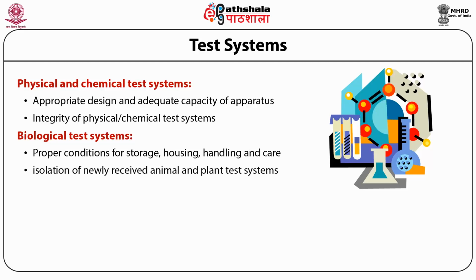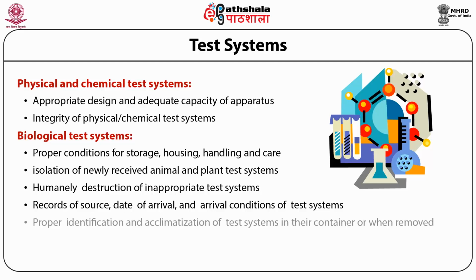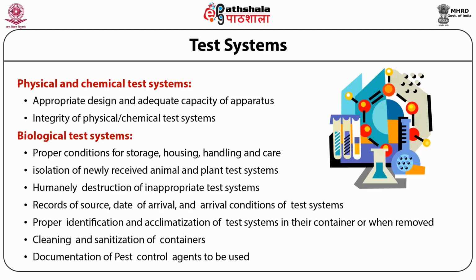They also include isolation of newly received animals and plant test systems, humane destruction of inappropriate test systems, records of source, date of arrival and arrival conditions of the test systems. Biological test system also involves proper identification and acclimatization of test systems, whether it is plant or animals, in their container or whenever they are removed for the laboratory testings. Cleaning and sanitization of the containers on a regular basis, documentation of pest control agents to be used.